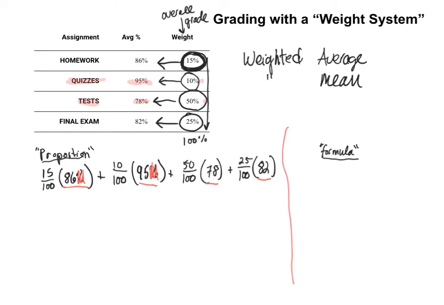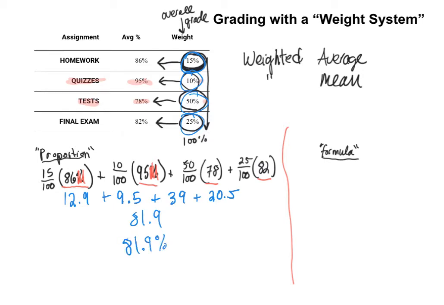And so now what I want to do is just go ahead and calculate what this is. So I'm going to go ahead and put all of this in my calculator. So I went ahead, calculated all of these values, and I got 12.9, 9.5, 39, and 20.5. Now when I sum all of these, I get 81.9. So the weighted average based on these weights of 15, 10, 50, and 25% respectively, the weighted average or weighted mean, this individual score is 81.9%.